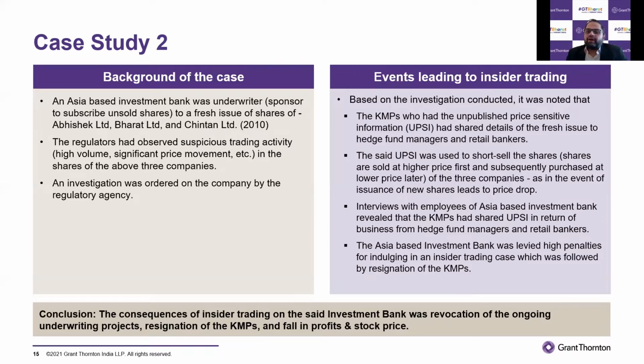Now, what happened is the KMPs, who obviously had access to UPSI, had shared the information with their hedge fund managers and retail bankers in return for business. The hedge fund managers informed their clients and the retail banker informed their clients. They took positions based on that information and all of them made a killing. Obviously, however, the regulator took note of it and there were stringent penalties imposed on that investment bank, resulting in revocation of their entire ongoing underwriting project, resignation of the KMPs, and obviously a resultant fall in stock price and profits.